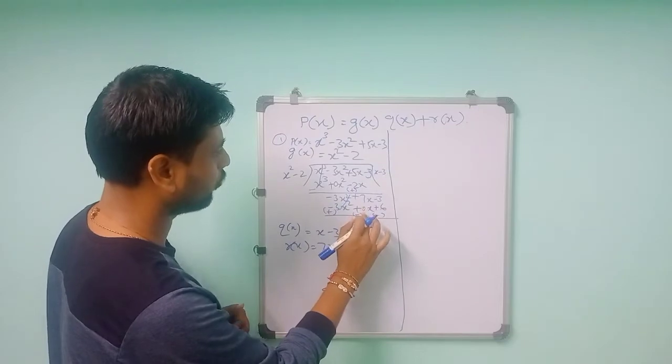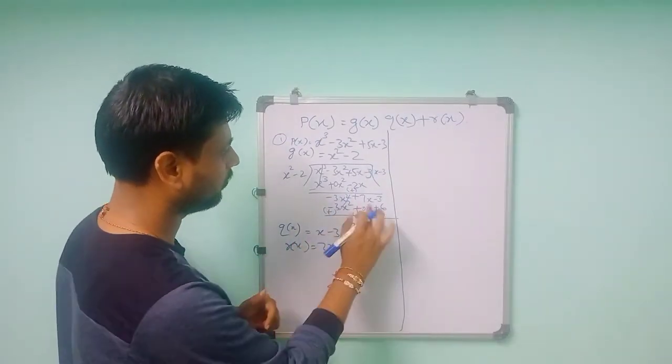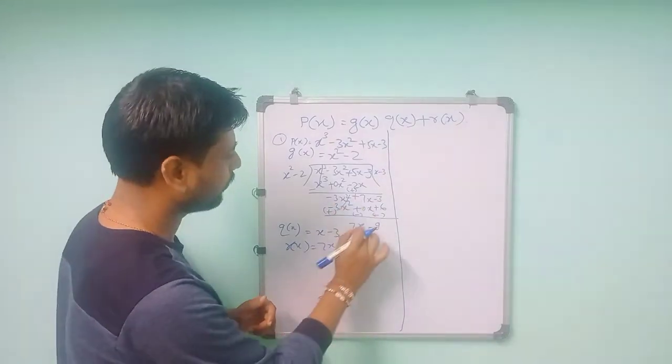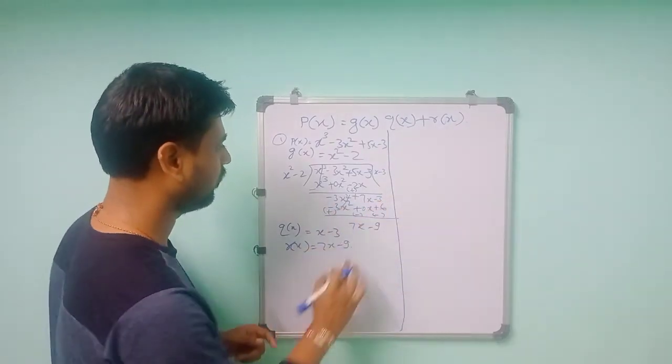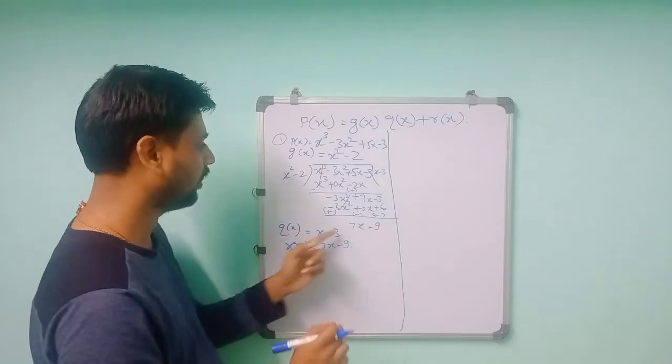So x term is not there, so you have to make 0 only. Then it will not be confused. So this will get answered 7x, 0 is negligible. So 7x minus 3 minus 6, so minus 9. So minus 9 is the r of x and q of x is minus 3.